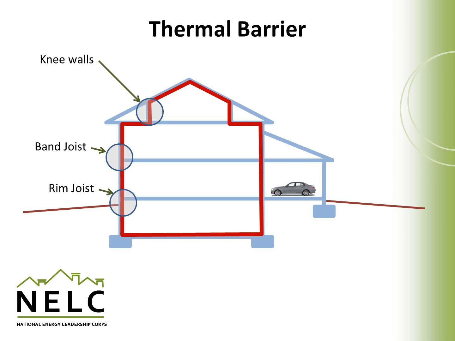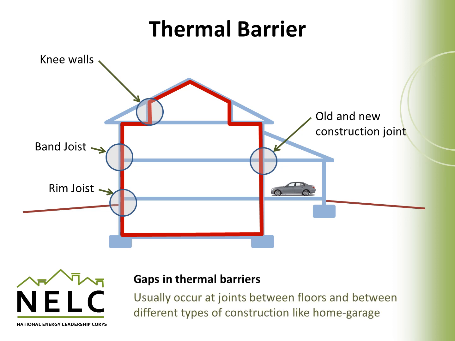I mentioned the knee walls being a place where we might have missed insulation or needing to take special attention. And it may be the case that this garage was added, and when we have a joint between old and new construction, there's often also breaks in this thermal boundary. So gaps in the boundaries often occur at joints between floors and between different types of construction, like the home and the garage or a wall and a ceiling.